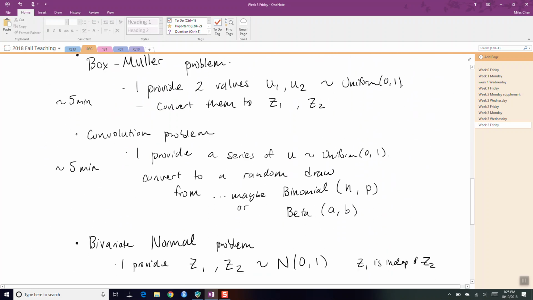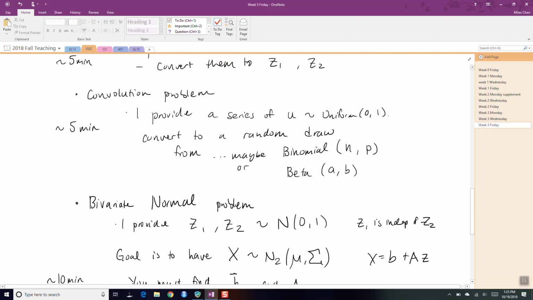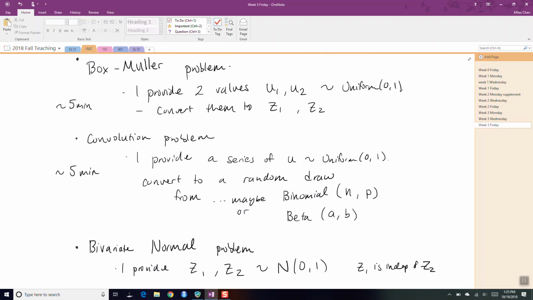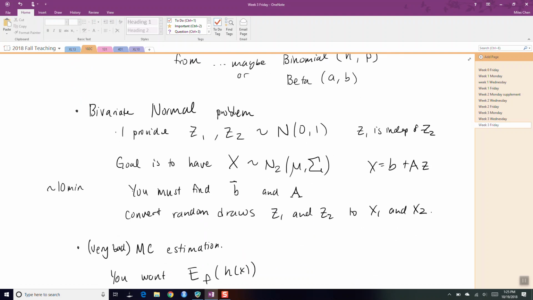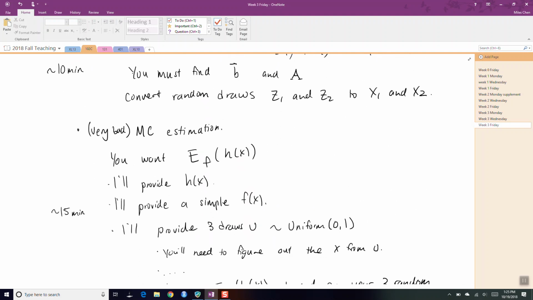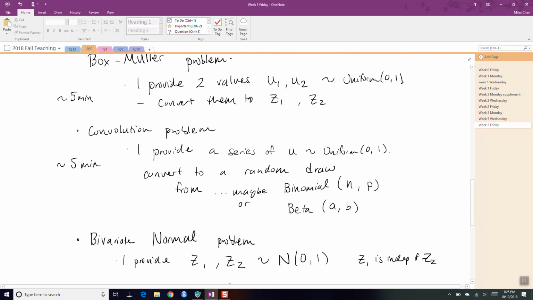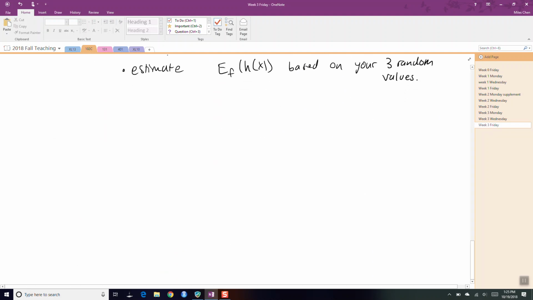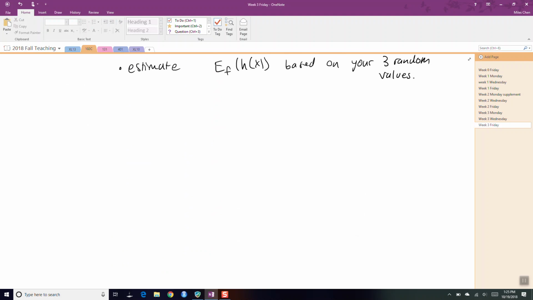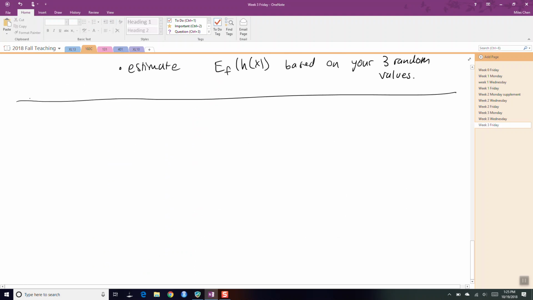Get into a group of like 4 people or so. And whoever's doing Box-Mueller and convolution problems should do both of those things, and the bivariate normal. These 3, one person can probably make 2 examples for all 3 of them. Okay, so that's that. Any other questions before I move on?